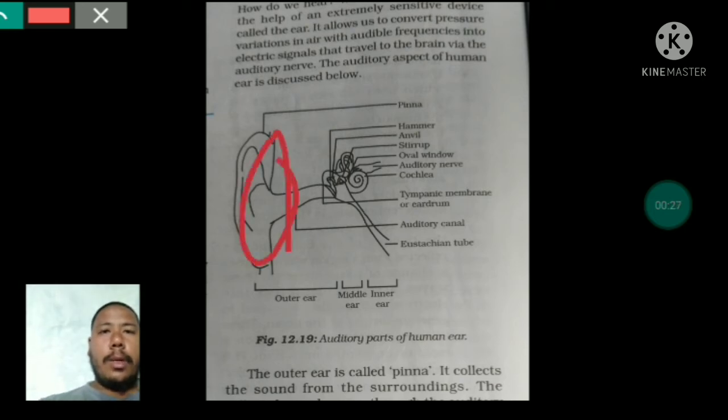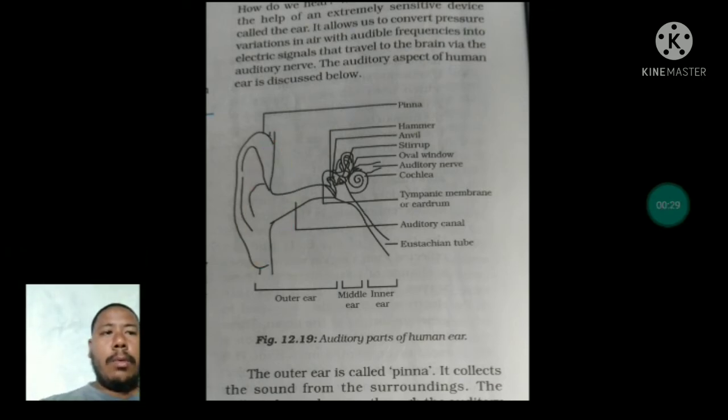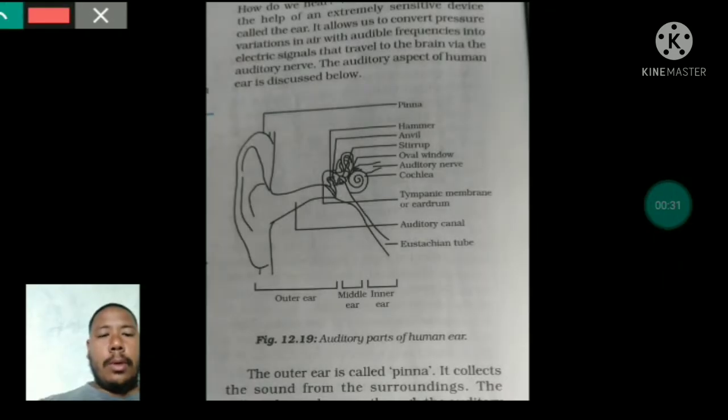This part is called what? Pinna. Now it collects the sound from the surroundings. This ear collects the sound from the surroundings, and this is called what? Auditory canal. So you have seen this one is your auditory canal.